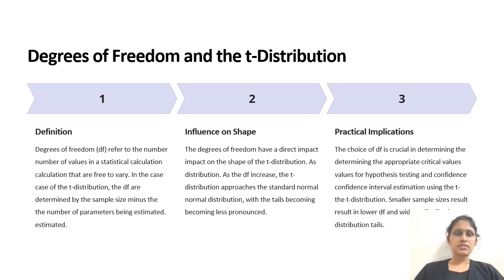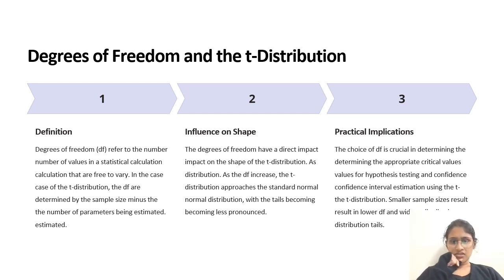Degrees of freedom and the t-distribution. Definition. Degrees of freedom refers to the number of values in a statistical calculation that are free to vary. In the case of the t-distribution, the degrees of freedom are determined by the sample size minus the number of parameters being estimated. Influence on the shape. The degrees of freedom have a definite impact on the shape of the t-distribution. As the degrees of freedom increase, the t-distribution approaches the standard normal distribution, with the tails becoming less pronounced.